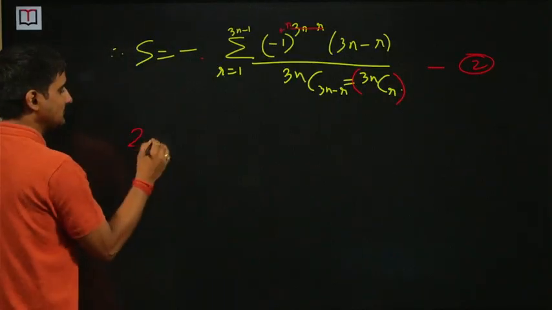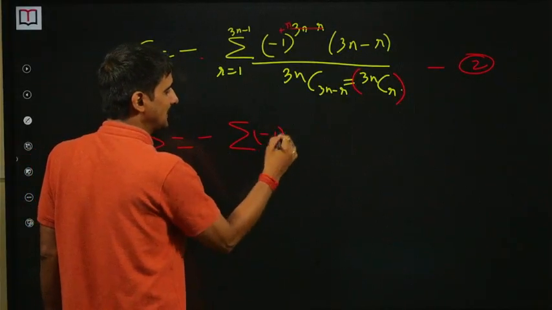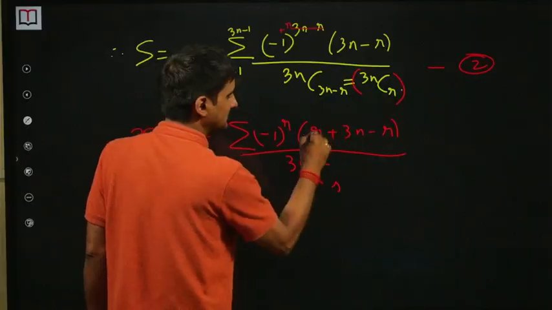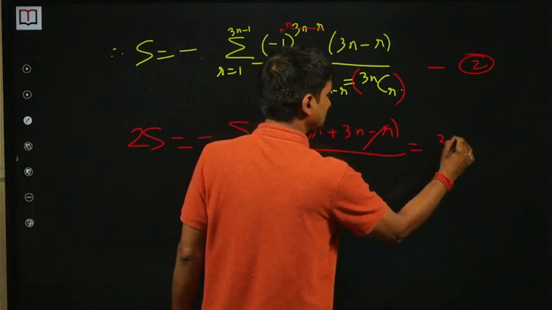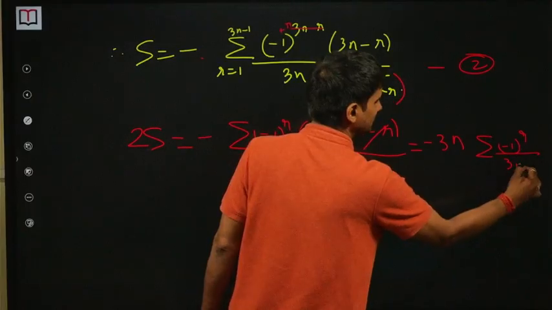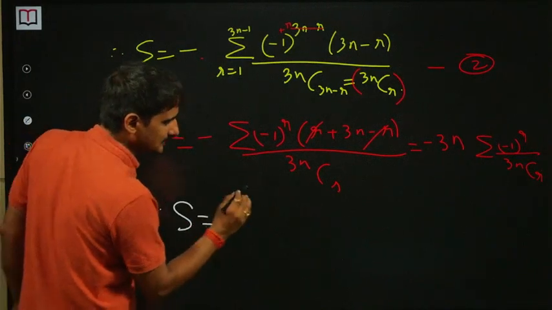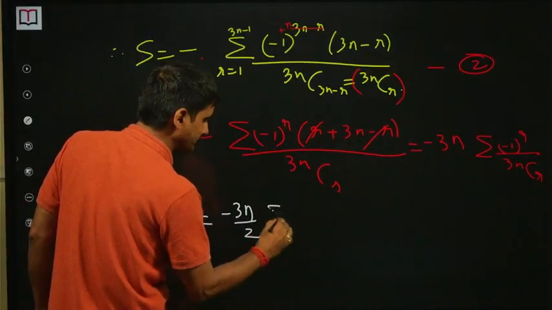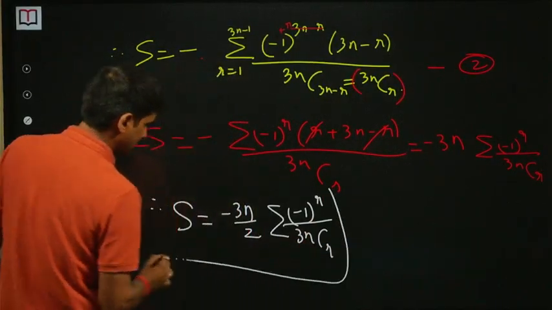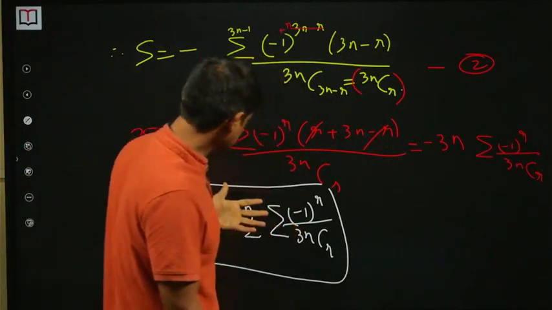So now adding them you get 2S is equal to minus is common, minus 1 raised to the power r is common, r plus 3n minus r upon 3n choose r, and this gets cancelled, so this is equal to 3n minus summation of minus 1 raised to the power r upon 3n choose r. Okay, so therefore S is equal to minus 3n by 2 summation of minus 1 raised to the power r upon 3n choose r. Now the challenge is to get the sum of minus 1 raised to the power r over 3n choose r. Okay, so that's one way of getting S.